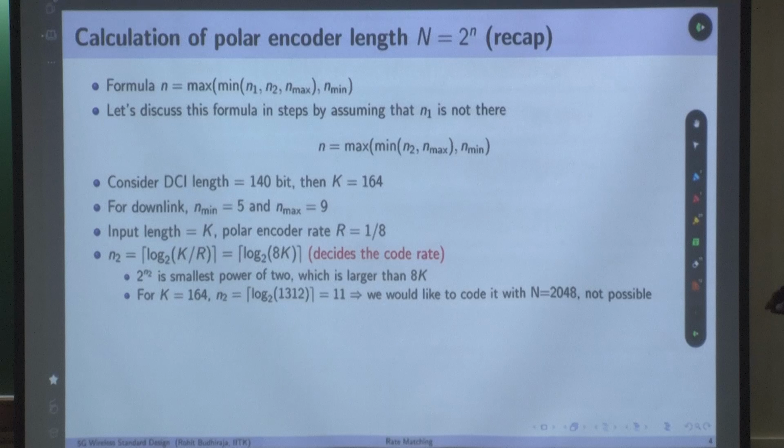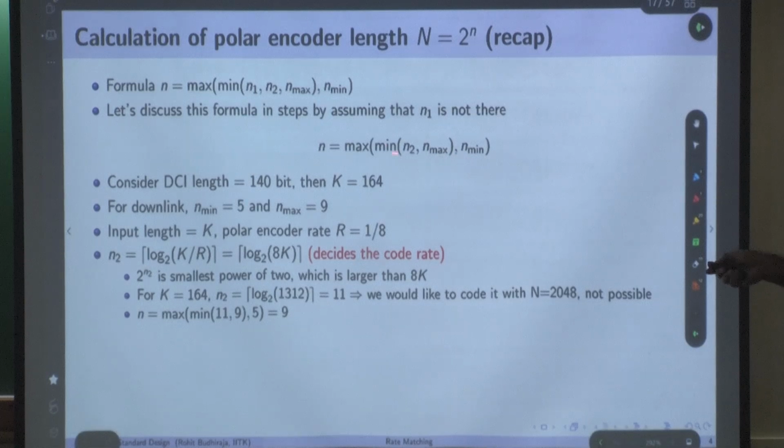Now the maximum allowed polar encoder length is 512, so you are not allowed to code at this rate. That's where n max comes into the picture. N max is 9, and n2 is coming out to be 11. So you restrict it to 9, because that's how the polar encoder has been designed for downlink. And that's what we saw over here. So you get this factor as 9, and then you substitute n min. Of course, this is greater than n minimum, so it doesn't play a role.